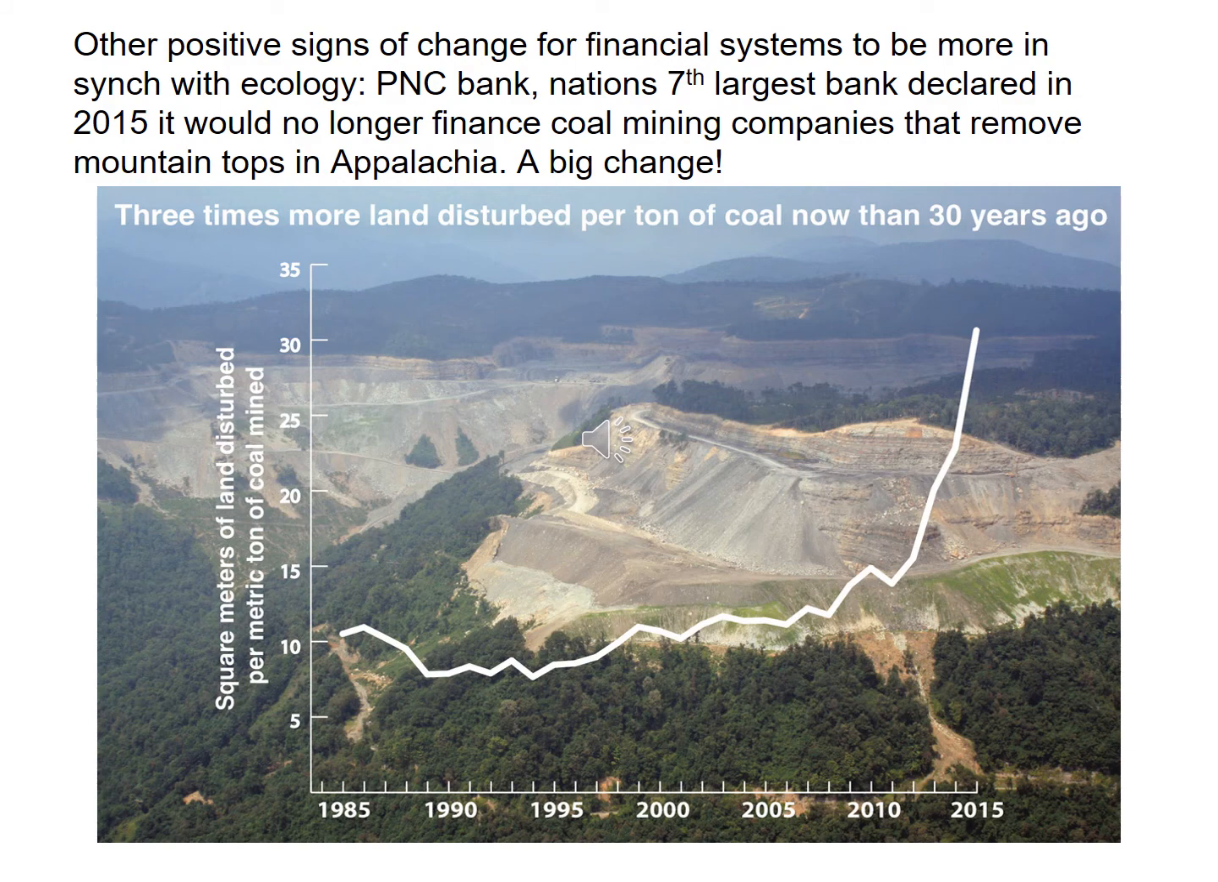And it's not all doom and gloom. We need to see some positive changes of things that have happened. So, positive change of financial systems being more in sync with ecological systems. PNC Bank, the nation's 7th largest bank, declared 6 years ago it would no longer finance coal mining companies that remove mountaintops in Appalachia. A big change. So that's something that was never heard of in the last 100 years of coal mining. So that's a really great thing to see, that an important private interest banking company is deciding to try to be more in sync with the long-term sustainability of our whole system, eco and financial system.